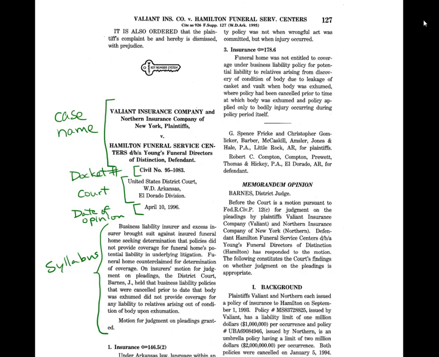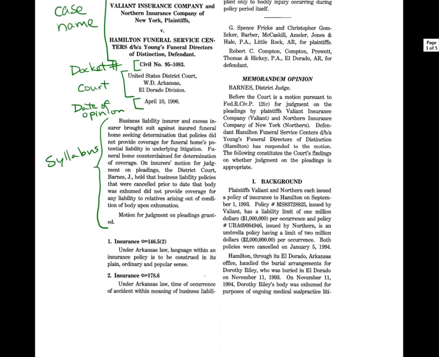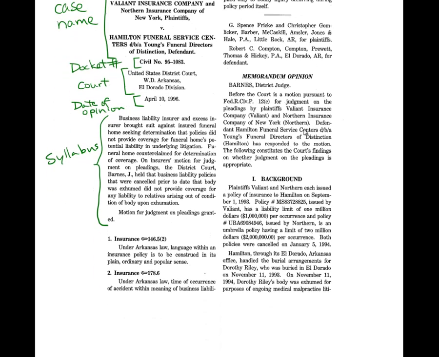Now, underneath the syllabus, we have some other commentary that's provided by the publisher. You may notice this West key number again. All right, this is a reference to insurance 146.52 in the West key number system. If you want to know more about insurance, which presumably comes up in this case, you could look up this key number and read more about it. Underneath the key number is something called a headnote.